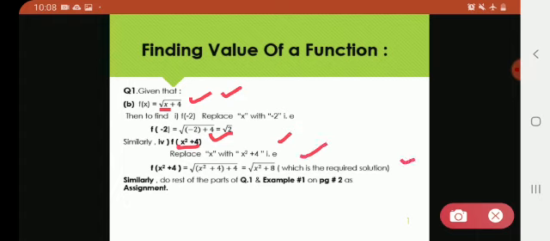So these are very simple values of a function. You are going to do the rest of the parts, and example 1 on page 2 is the assignment.